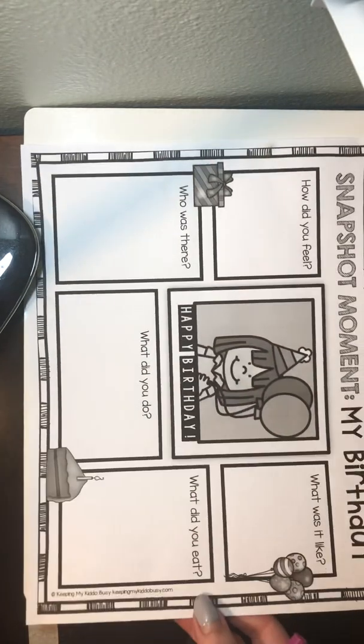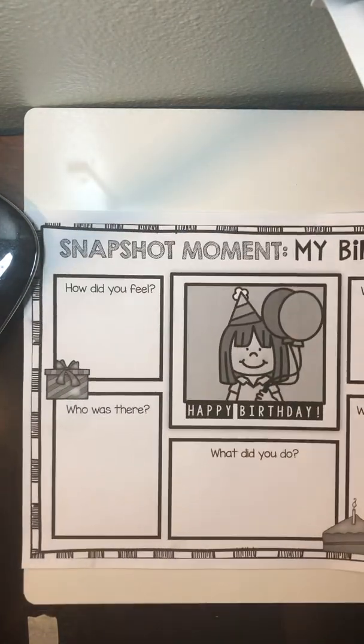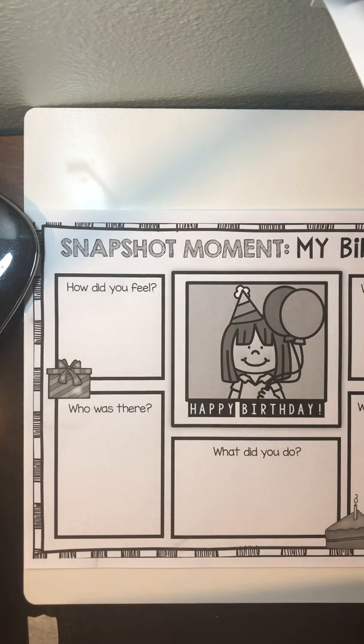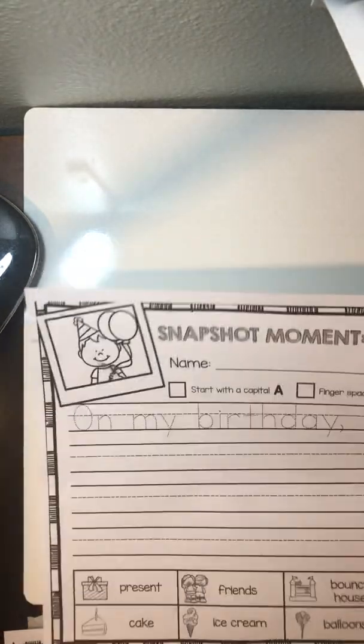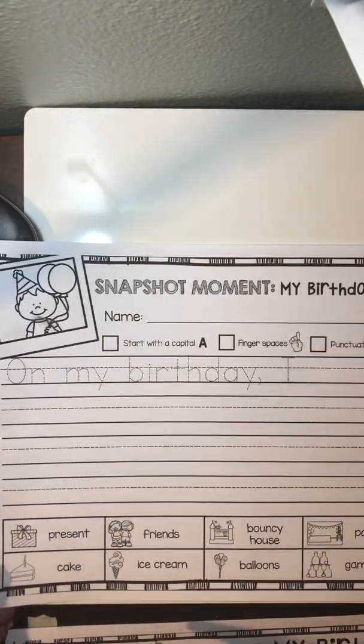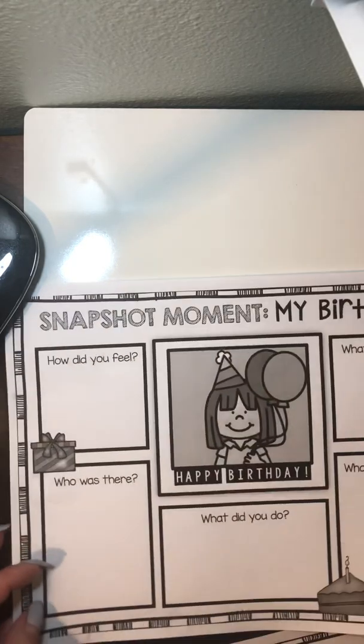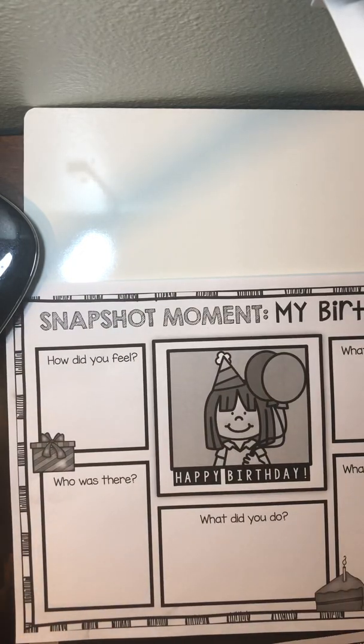You're going to need 2 papers today from your packet. You're going to need a paper that looks like this. Snapshot moment, my birthday. And then you're going to need a paper that goes with it that looks like this. So if you need to pause and go find the papers, go ahead and do that. You'll also need a pencil. Snapshot moment, my birthday. So we're going to start by looking at this paper.